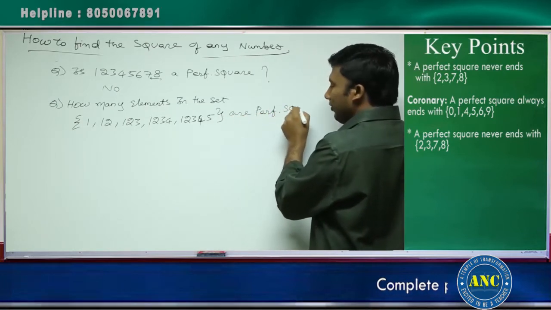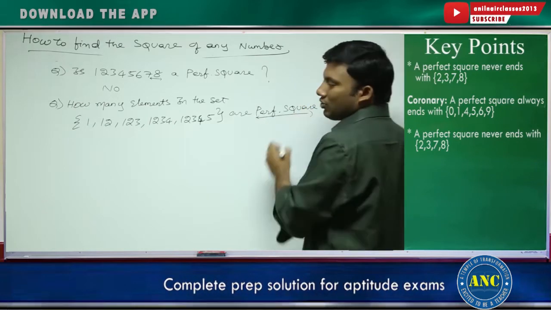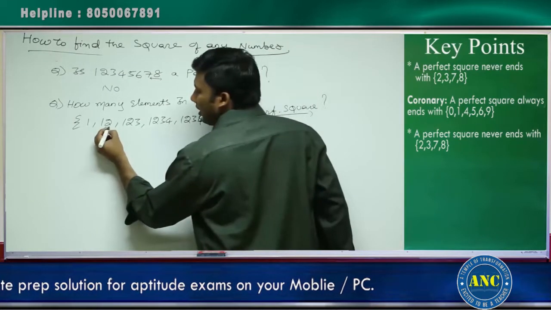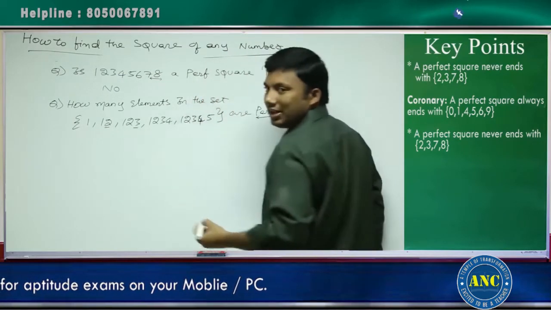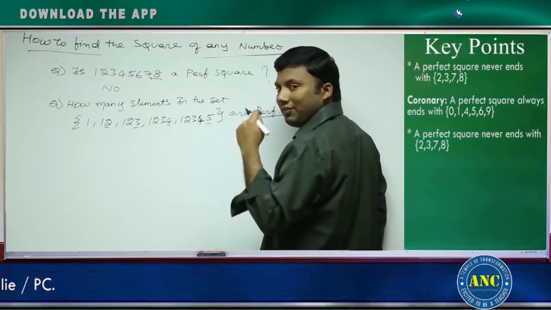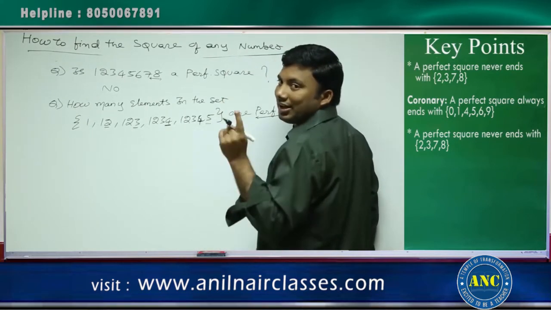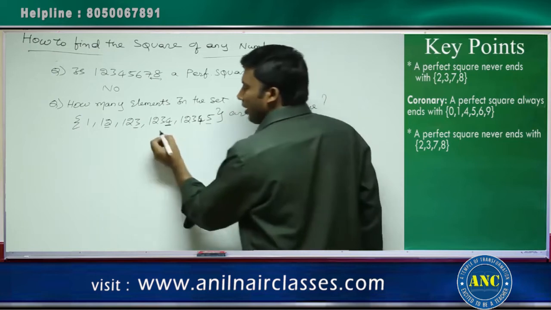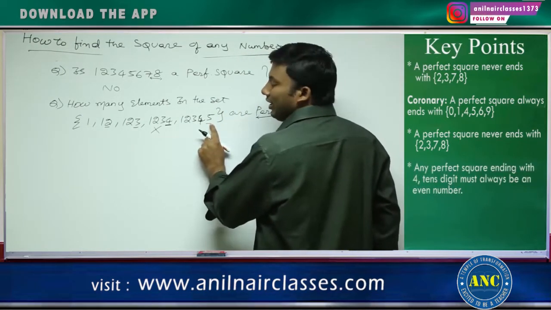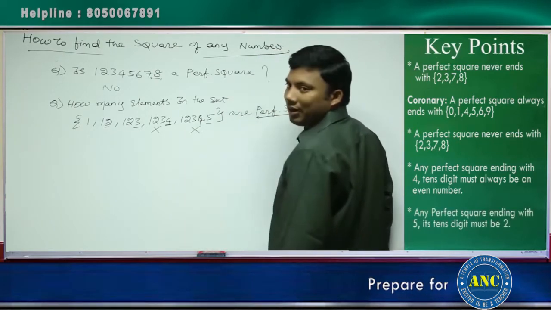If you know the definition of a perfect square and all the concepts related to perfect square, then this question will not intimidate you. First observe the unit digits. It is ending with 2, it is ending with 3, it is ending with 4, it is ending with 5. In the previous concept we discussed, if any perfect square is ending with 4, tens digit is always an even number. Therefore, it is not a perfect square. Any natural number ending with 5, for it to be a perfect square, tens digit should be 2. So it cannot be a perfect square.